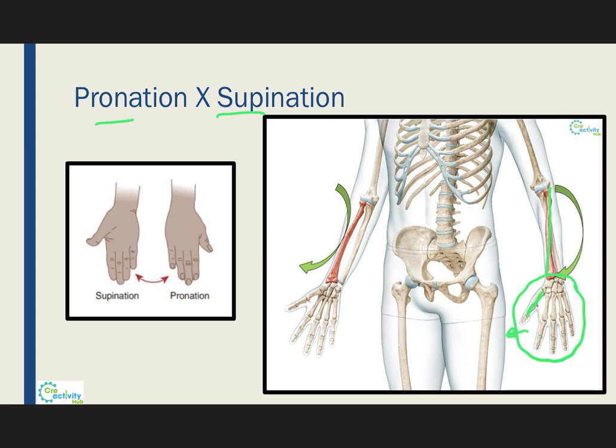Therefore, in the forearm, supination is going to be the opposite motion, where the palm is going to turn upward and forward with the radius and the ulna lying parallel, therefore going back to anatomical position.